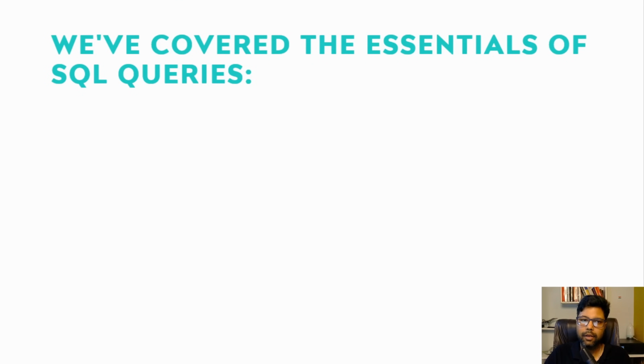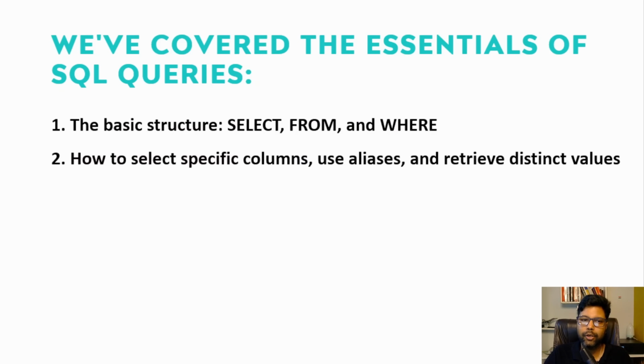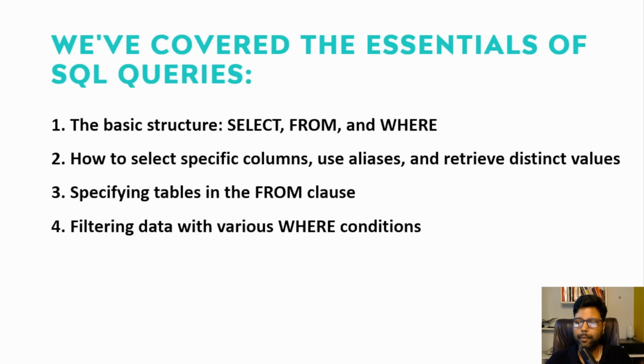So today we have covered the essentials of SQL queries. We covered the basic structure, SELECT, FROM, WHERE. Then we covered how to select specific columns, use aliases and retrieve distinct values. We also learned about specifying tables in the FROM clause, and then we learned about filtering data with various WHERE conditions. Remember, mastering these fundamentals is key to becoming proficient in SQL. Practice writing queries, experiment with different clauses, and soon you will be querying databases like a pro.